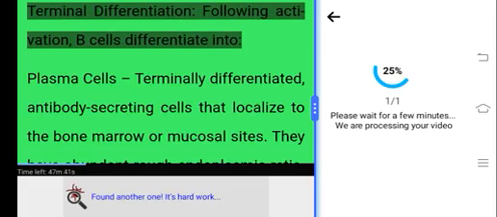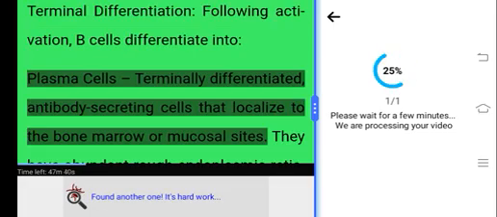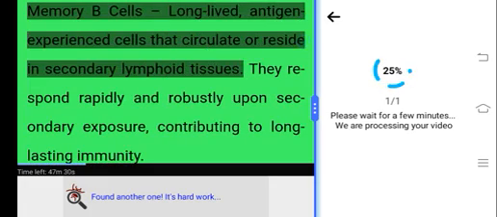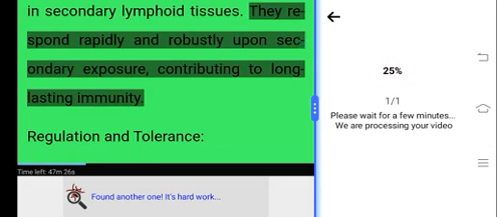Terminal differentiation. Following activation, B cells differentiate into plasma cells, terminally differentiated, antibody-secreting cells that localize to the bone marrow or mucosal sites. They have abundant rough endoplasmic reticulum for antibody production and lose BCR expression. Memory B cells are long-lived, antigen-experienced cells that circulate or reside in secondary lymphoid tissues. They respond rapidly and robustly upon secondary exposure, contributing to long-lasting immunity.